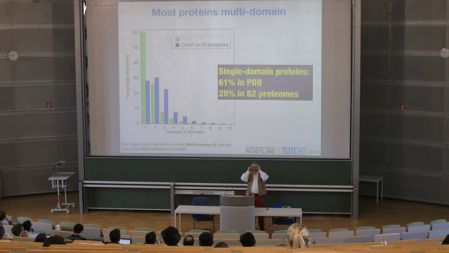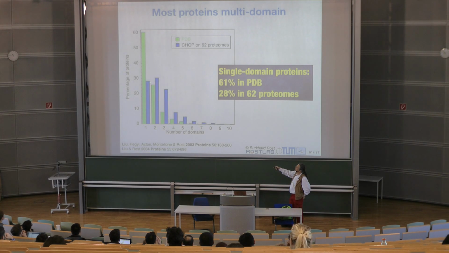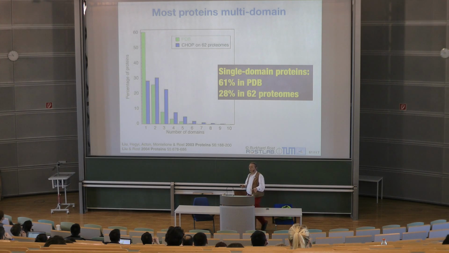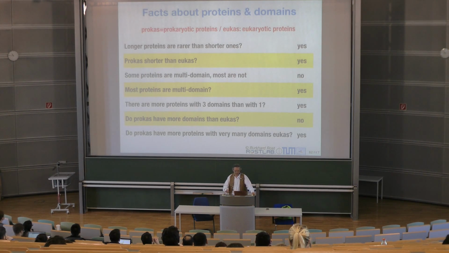When we look at all the proteins, and the important part here is the blue, and ask how many proteins have a single domain, then the answer is in blue here roughly 30%. There are actually more proteins with 2 domains. And then you see it continues. So most proteins really have more than 1 domain.